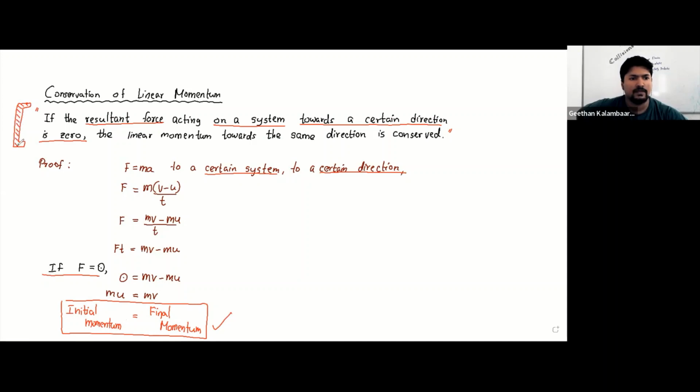What is the conservation of linear momentum, or to write the conservation of linear momentum, this is exactly what you should write. And if you miss any of these important words, you don't get marks. So we got to know what conservation of linear momentum is.